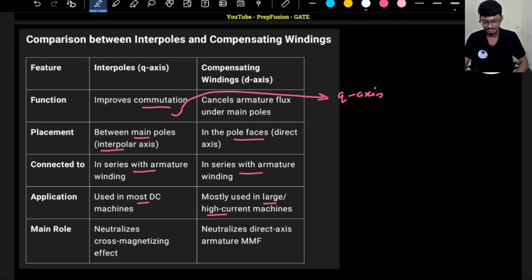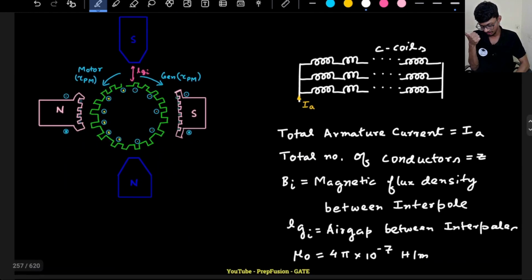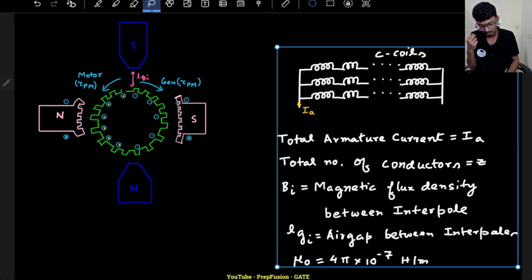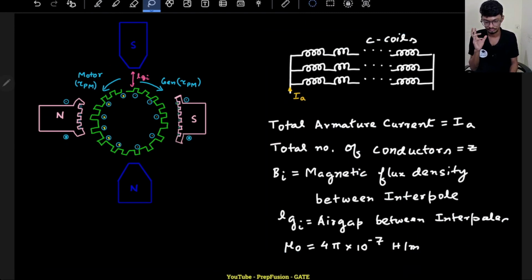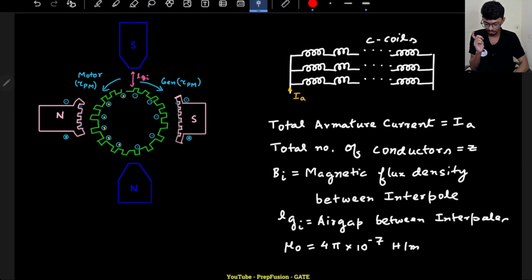So now let's discuss the numericals. Mainly we are studying for GATE, so in GATE numericals will come. The theoretical portion we have already covered. So numerically, let's derive a few values through which we will be able to answer the questions. My interpoles are here, my compensating windings are here. One more thing I have already discussed, that total armature current is IA.